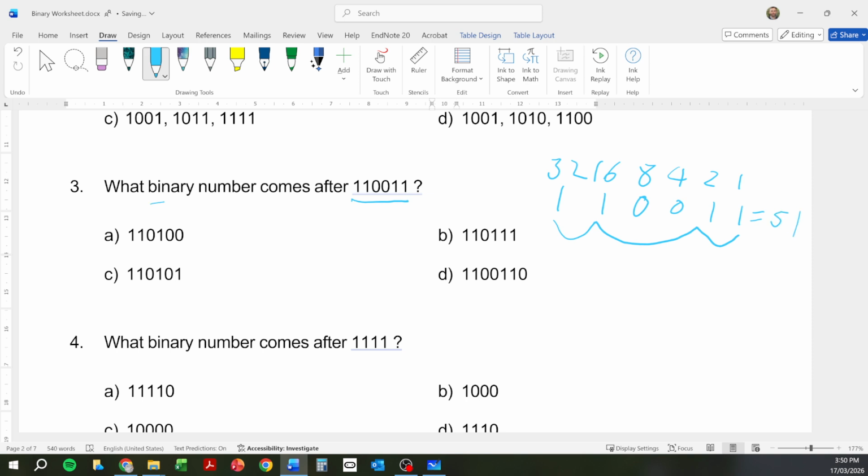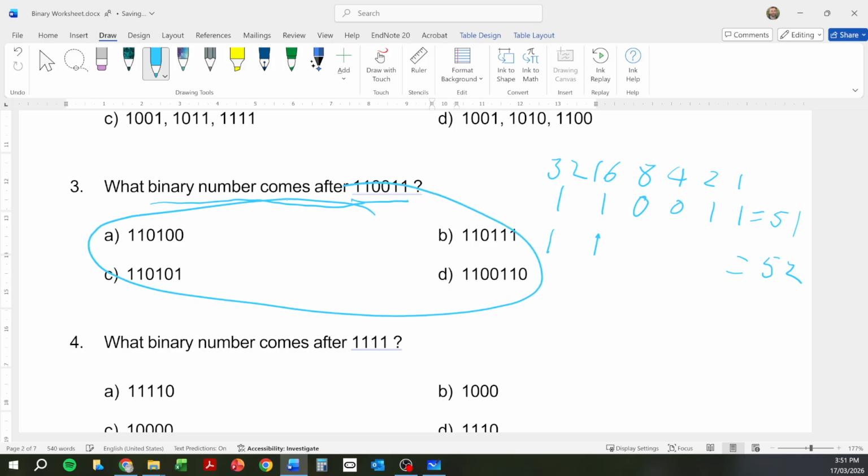All right, so what binary number comes after that? So we're looking for 52. And if I work out 52 here, I'm going to have a 32, 48. And you can work the rest of that out yourself to work out which one of these equals 52.